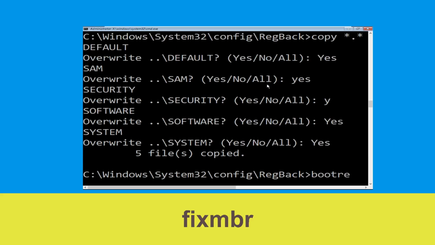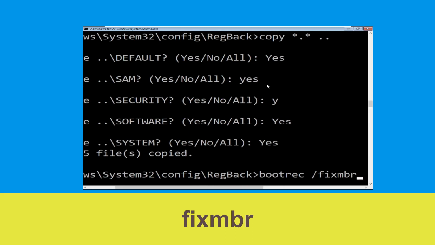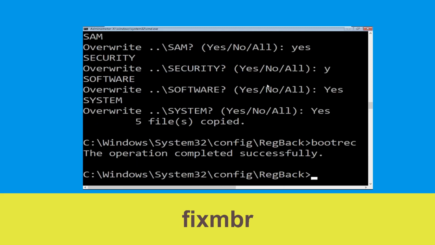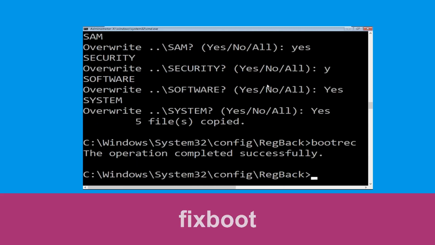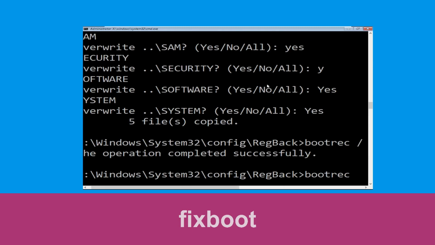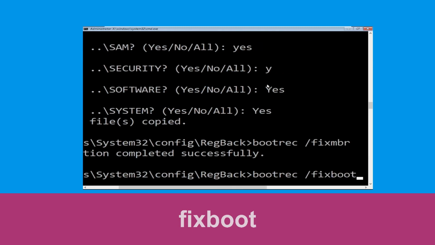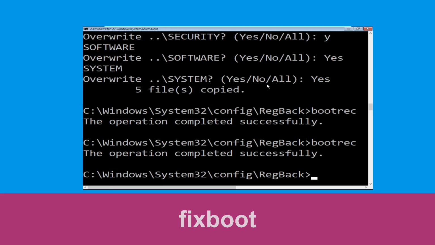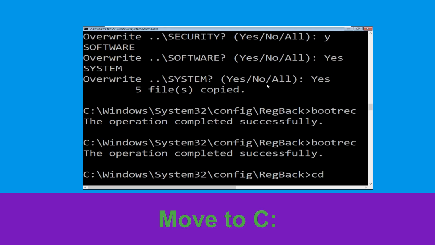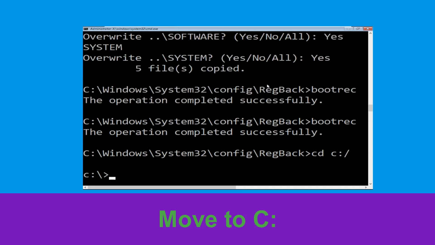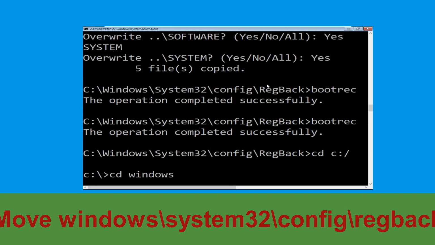Now type bootrec /fixmbr and simply hit enter. Now type in bootrec /fixboot and simply hit enter to execute the command. Type cd c:/ and hit enter. Now type cd Windows/system32/config/regback and hit enter to execute.